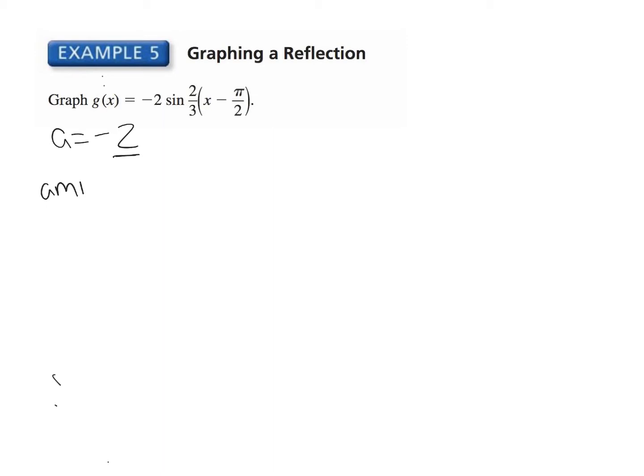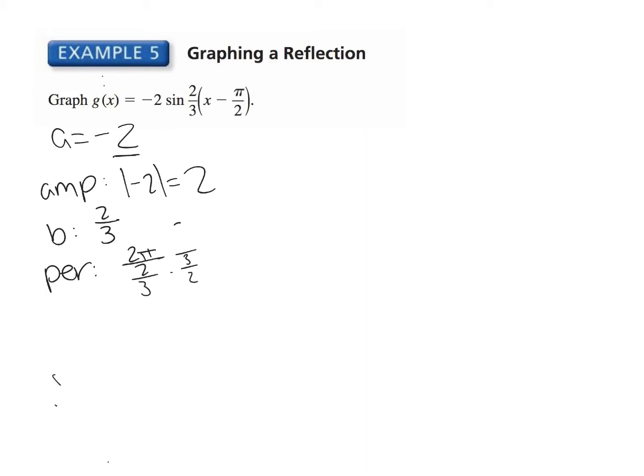Your amplitude is the absolute value of A, and that's how you get an amplitude of 2. So it will still be 2 units from the midpoint in both directions. Your B is 2/3, which means that the period is 2 pi over 2/3, and then multiply by 3/2. That gives us 3 pi.